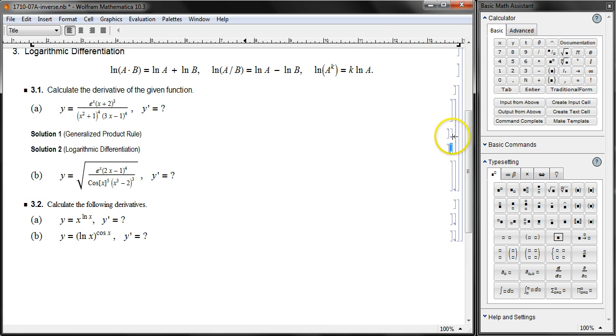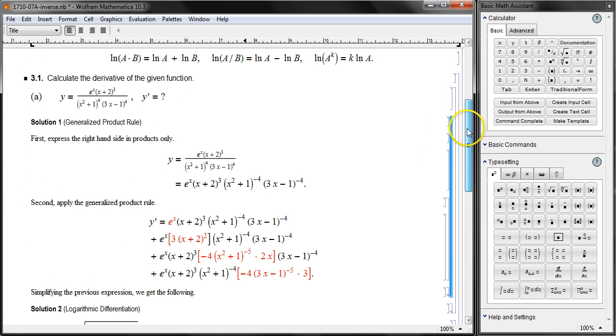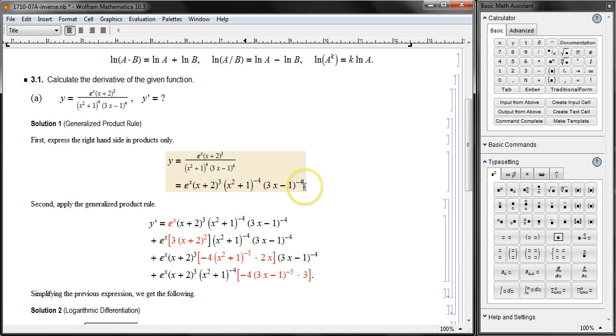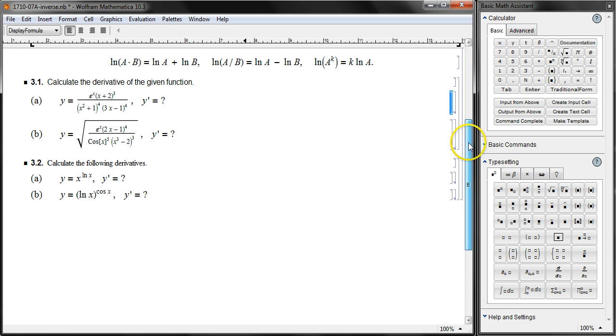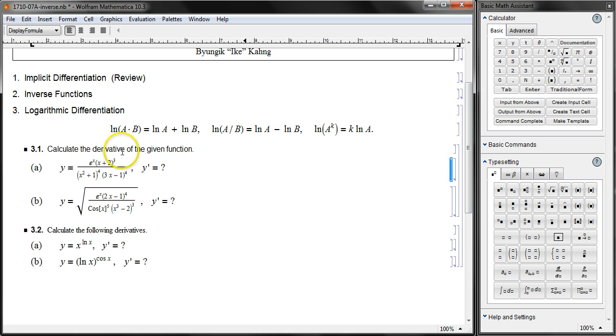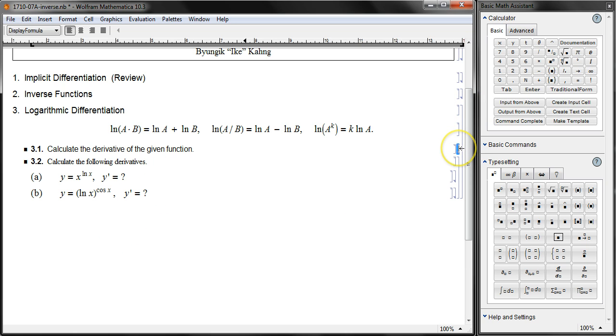An alternative method is to use the generalized product rule: express those as a big product, and then use the generalized product rule. I like the second method better, but our textbook's method is logarithmic differentiation.